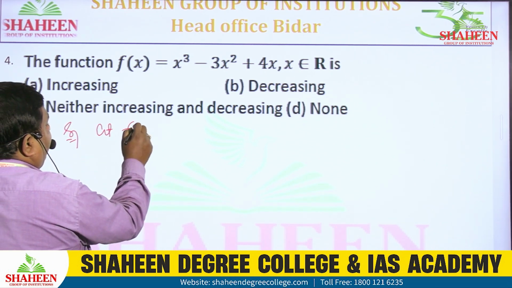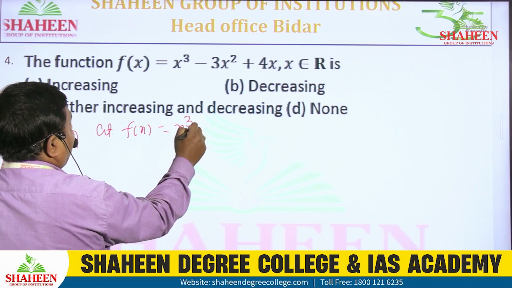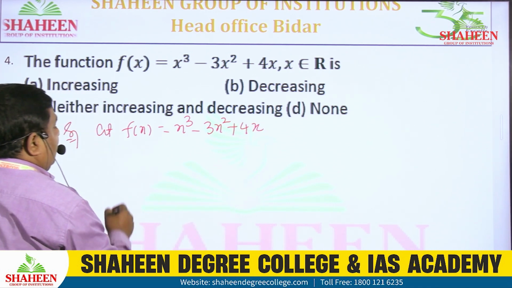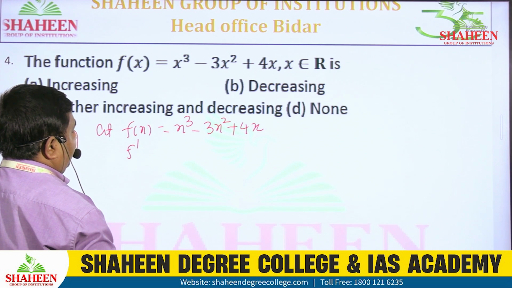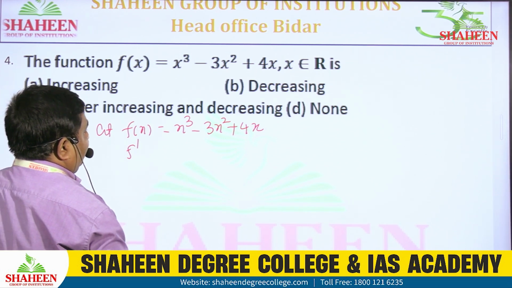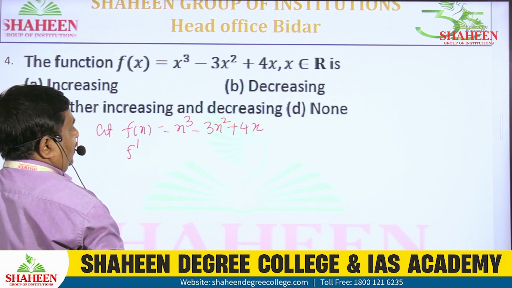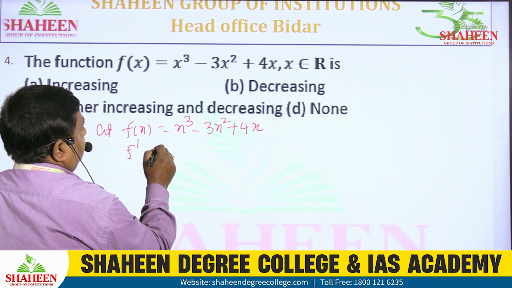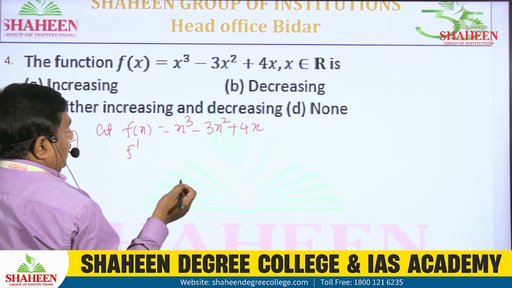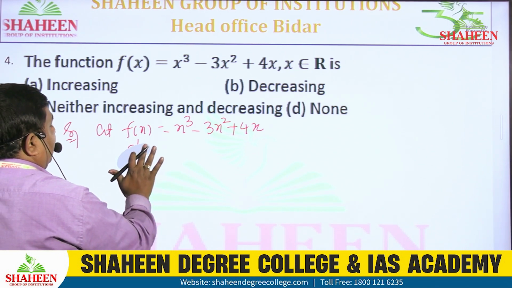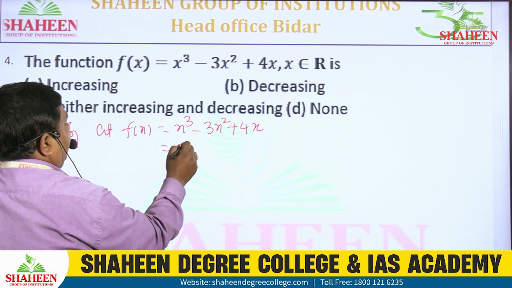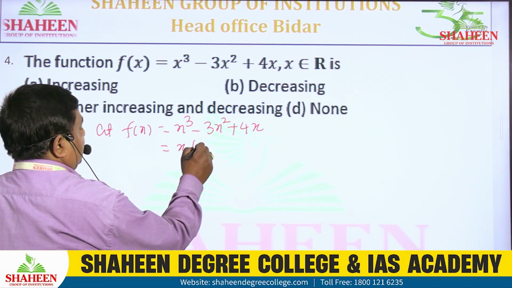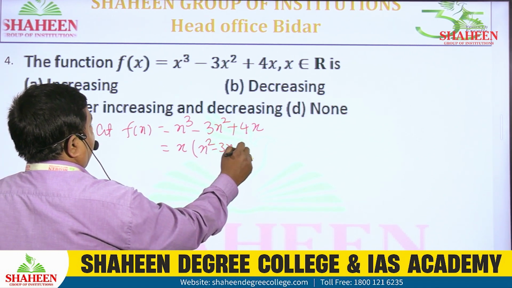The function f of x equals x cube minus 3x square plus 4x. Differentiating this function, f dash of x... We are not finding it in an interval here, since no interval is given. So I am taking x common from this expression. This becomes x square minus 3x plus 4.